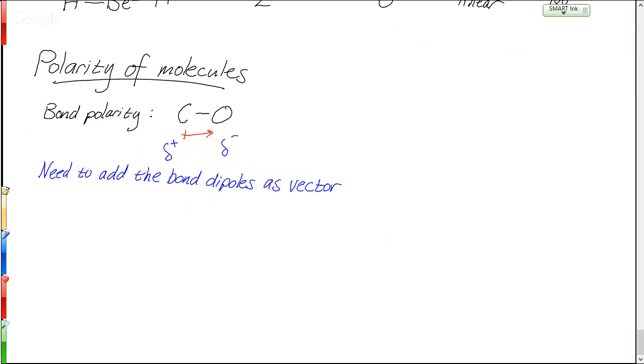Let's take a water molecule. Now, in order to do this, we need to know the shape of the molecule, because we'll get different answers if we use different shapes. So what's the shape of the water molecule? Yeah, bent. So we can draw the water molecule like this. And then we can look at the individual bond dipoles in the molecule and add them together.